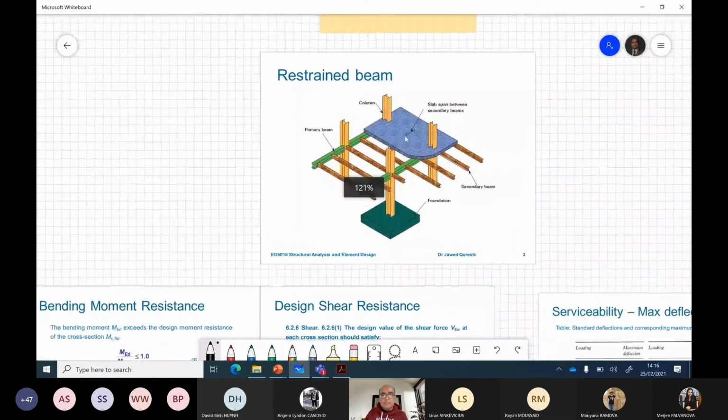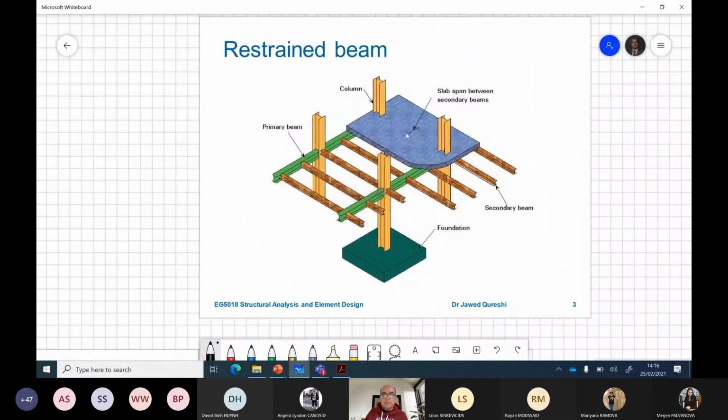You can see that in this figure, this secondary beam can be designed as a restrained beam, or it can be designed as a steel-concrete composite beam. But here we will be designing it as a non-composite beam, meaning a restrained beam. So if the top flange of the beam is restrained by positive attachment of the slab, we say that it is a restrained beam. We have these primary beams as well, which take point loads from secondary beams. Primary beams are designed as unrestrained beams.